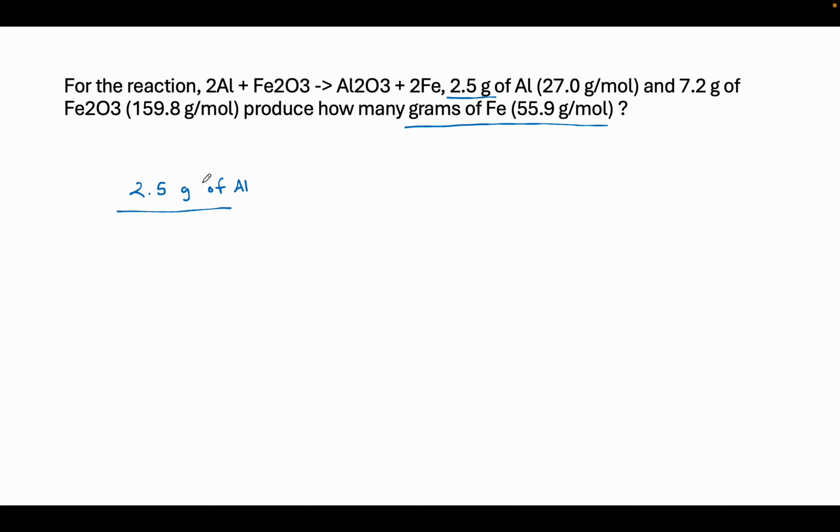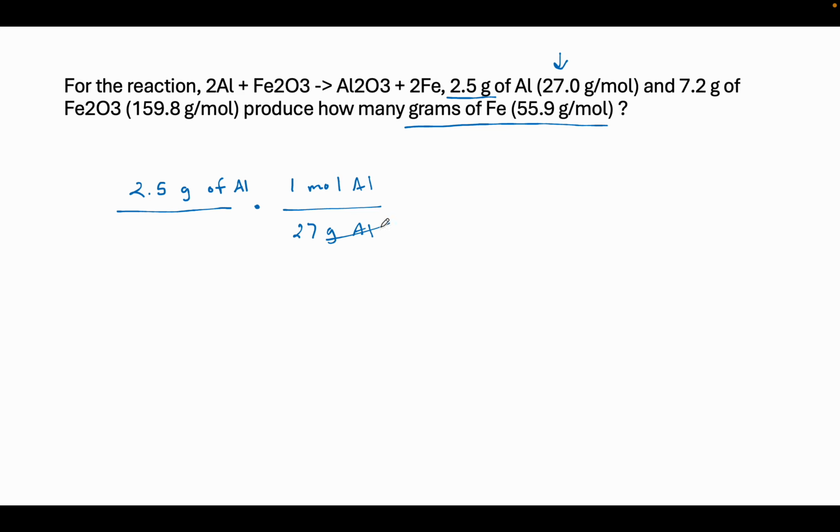So we got to go from grams of aluminum to grams of Fe, or grams of iron. So 2.5 grams of aluminum, we got to turn that into moles. They tell us 27 grams per mole, so we can just use that. So 1 mole of aluminum weighs 27 grams.